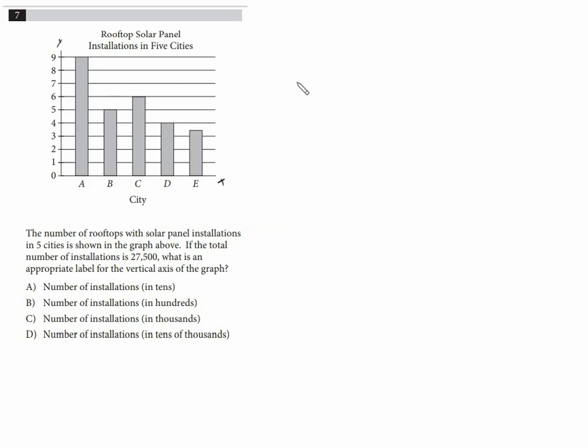So if we take this graph literally, meaning the numbers that are shown on the y-axis, we'll find that the total number of installations is 9 plus 5 plus 6 plus 4 plus 3.5, and that equals 27.5. And in the second part, we know that the total number of installations is 27,500.